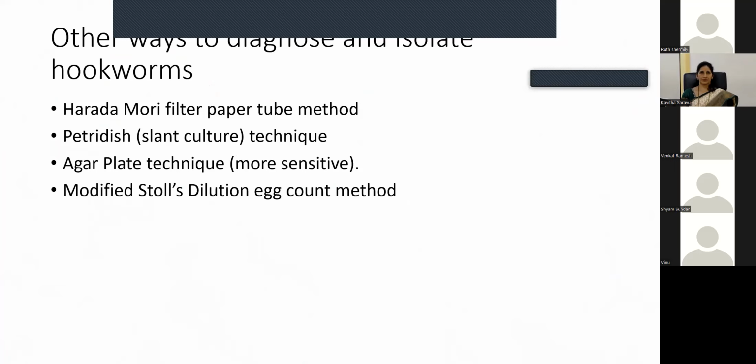The other ways of diagnosing these parasites or the hookworms are the Harada-Mori filter paper tube method, Petri dish slant culture method, and agar plate method, which is quite sensitive, and modified stool techniques for egg counting. Okay, if a clinician asks how many more days I have to give the albendazole or ivermectin, in that case they sometimes, very rarely, may ask what the egg count in the sample is. So in those cases we do the stool egg counting technique, right?